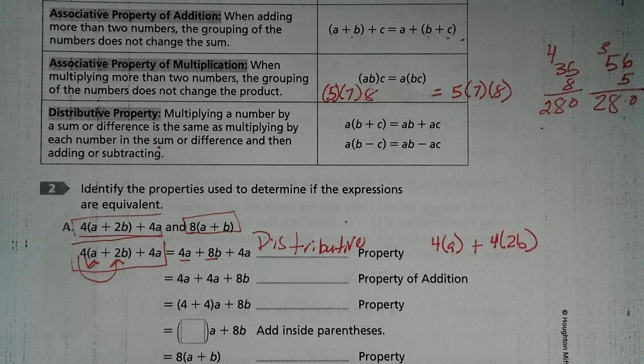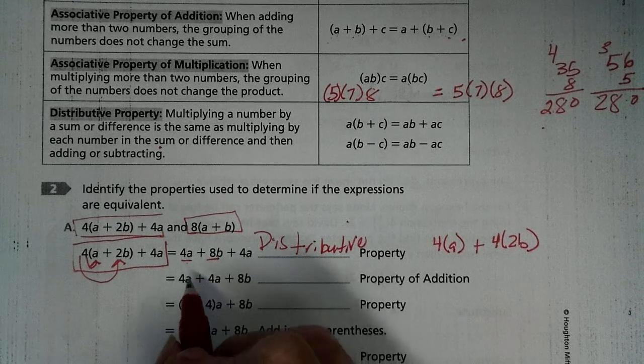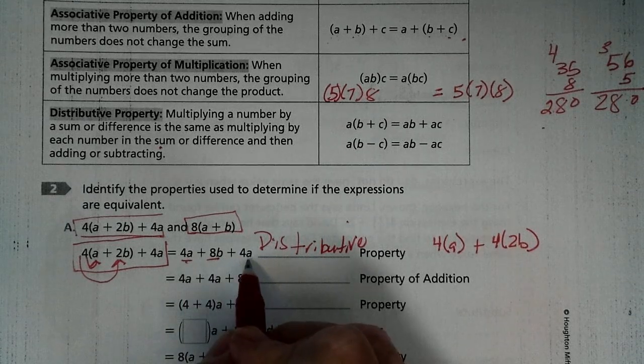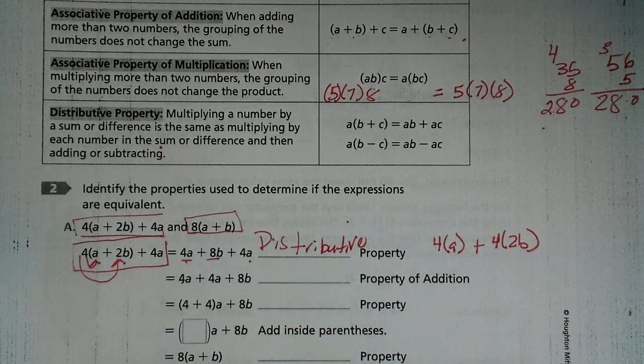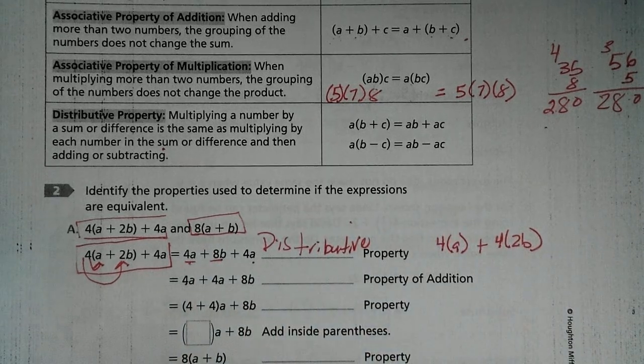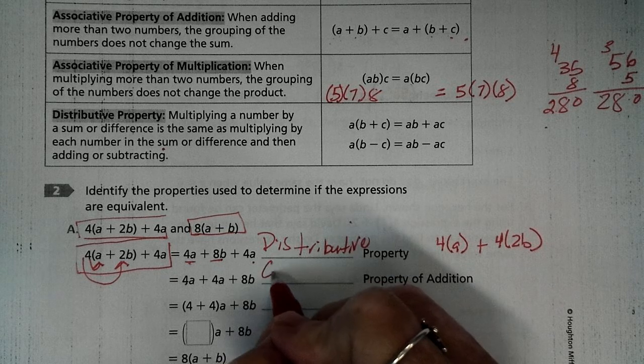Okay, so from there, what am I doing? What did they do? 4A is here and 4A is here, but now they're next to each other. So what property is that? The commutative property. Yeah, commutative.